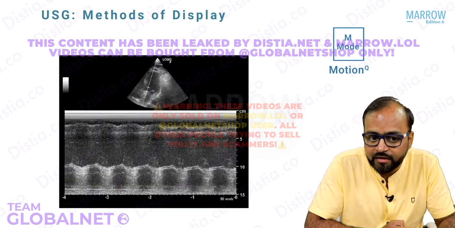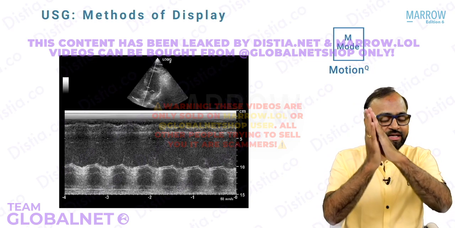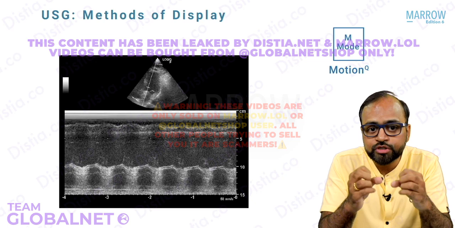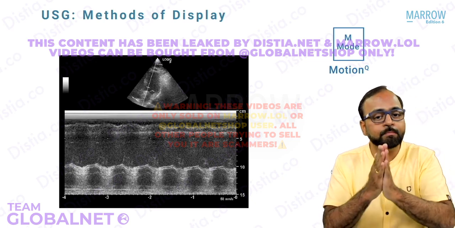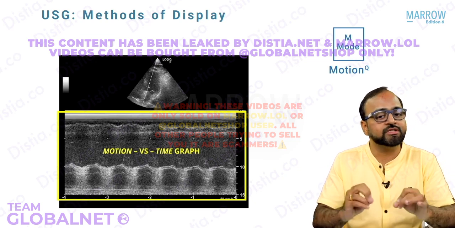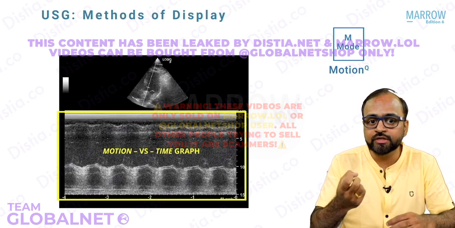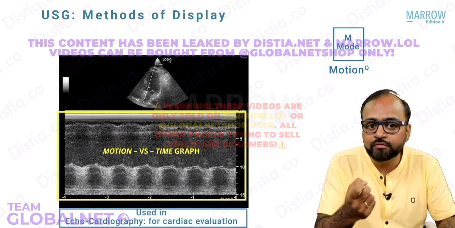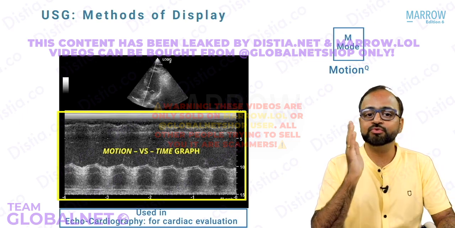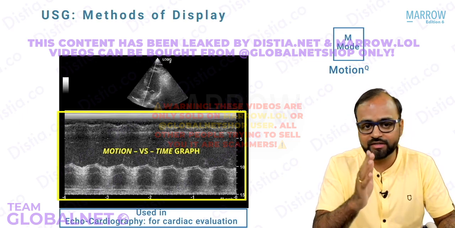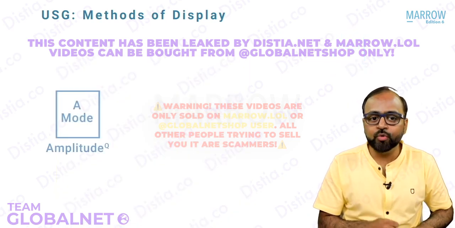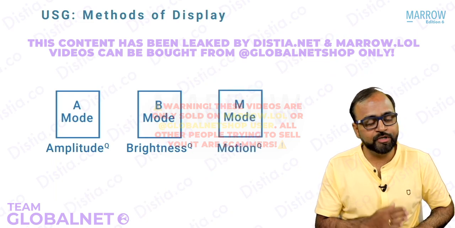Look at this real-time graph there, right? On a B mode image, along that line you see, the machine is going to see whether there is any motion which is occurring, and that motion is going to be plotted on this particular graph. This is just a graph of motion versus time. Because it detects motion, it is used to evaluate an organ which is constantly in a state of motion. That is the heart. So M mode is used in echocardiography, that is ultrasound evaluation of the heart. So this is about the methods of display, that is A mode, B mode and M mode, amplitude, brightness and motion.